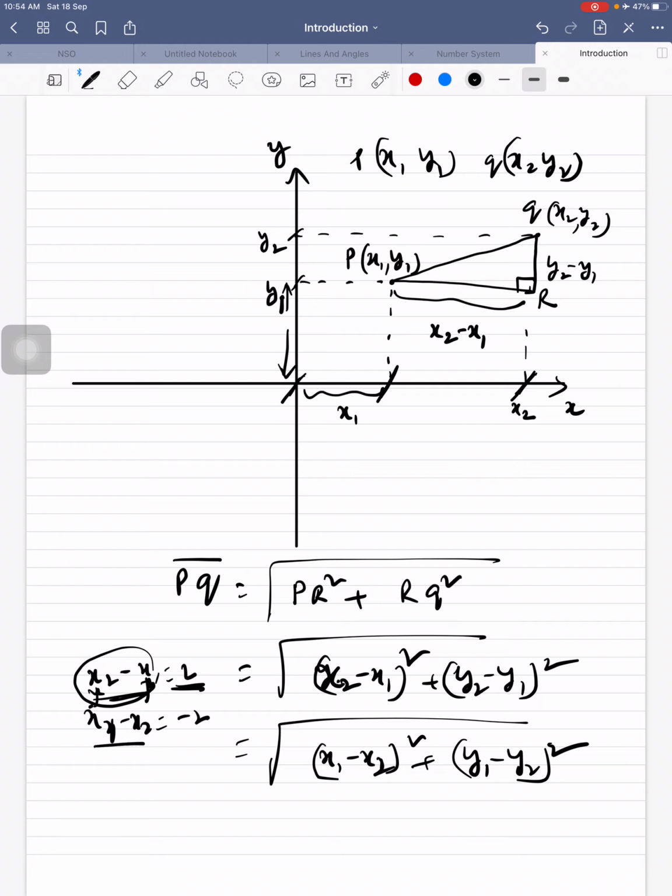That means x1 is less than x2, the difference is minus 2. Suppose you square on both sides, then you will get plus 2 square. So this way you can write first x1 or x2. This is the equation for the distance between the 2 points.